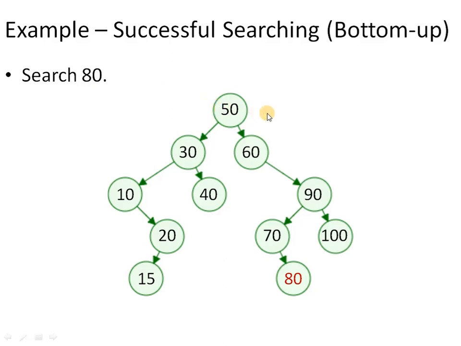So we have to follow a path from the root. So 50 and 80, it is a greater than relationship. So we will move right. Then 60, 80, again greater than, move right. Then 90, 80, less than relationship, move left. And finally 70, 80 greater than relationship, we will move right. And we found the node 80.